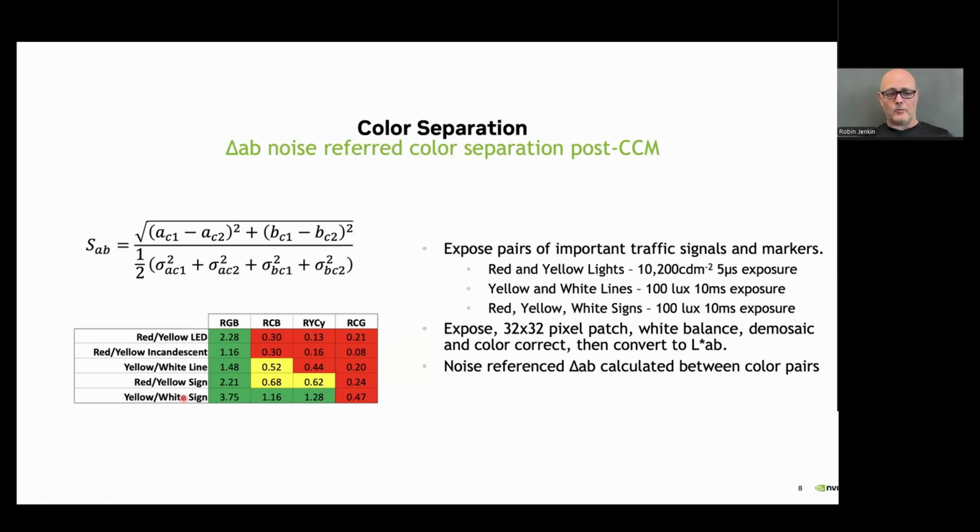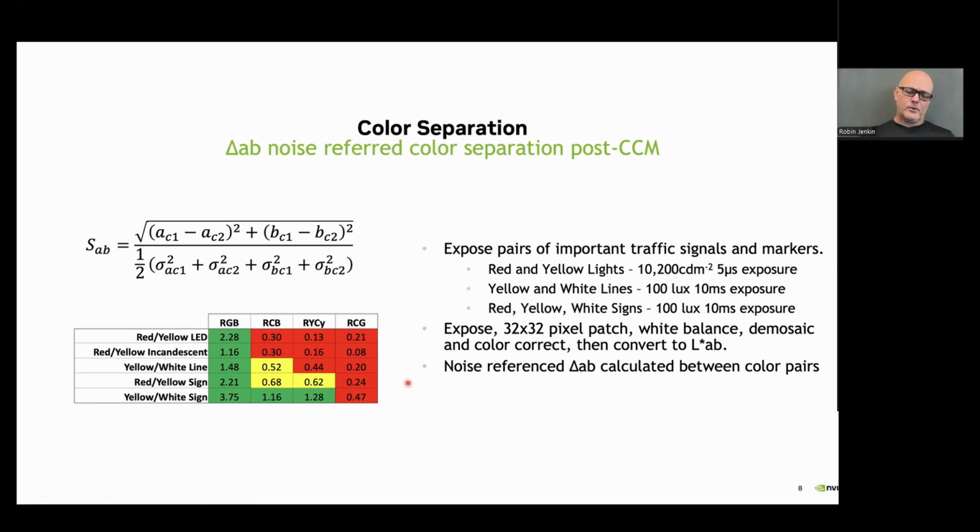yellow and white sign. And we find when we do this that post-CCM, once we've corrected for correct color, then the RGB system generally outperforms the RCB, which has been sold because it's more sensitive, the RYCY or the RCG.